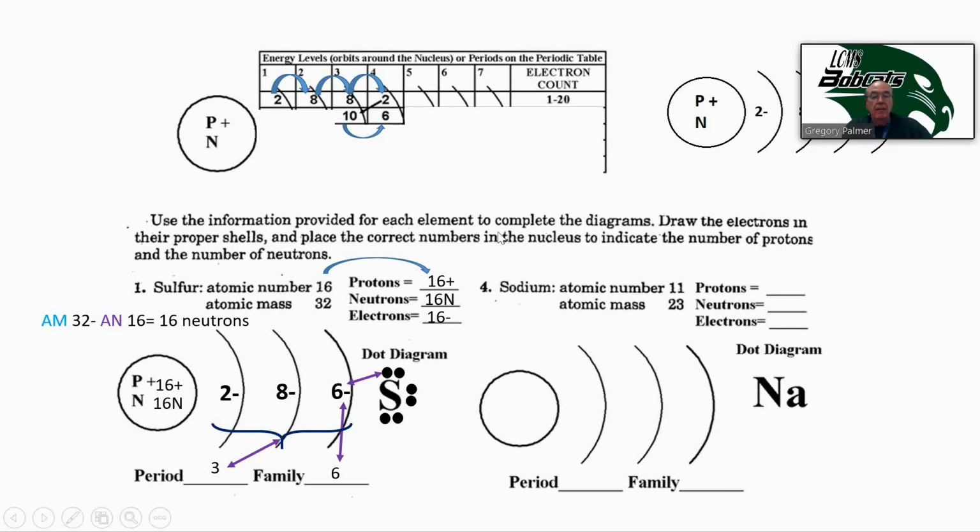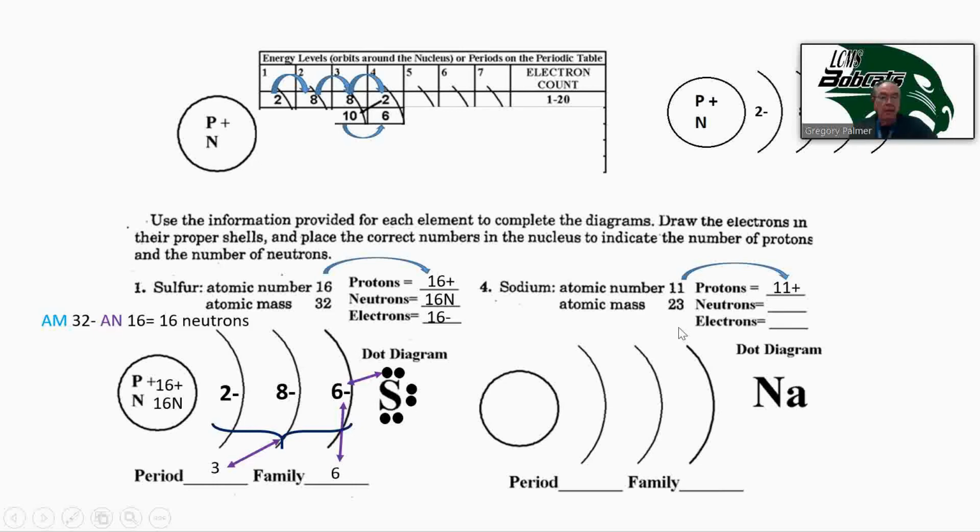Okay, now it asks us to make a Bohr model of sodium. So we look at the information that we find on the periodic table. Sodium has an atomic number of 11 and an atomic mass of 23. So we know that the atomic number 11 tells us there are 11 positive protons.